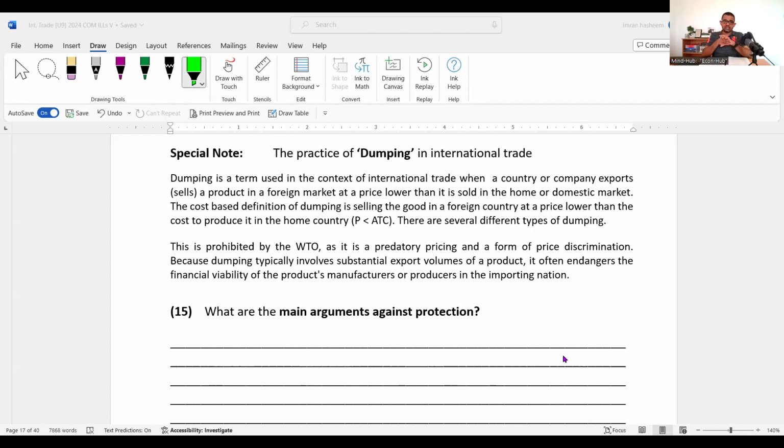Now, two questions can come to your mind. One is, why would a country want to sell a product in another country at a price lower than the price it sells the product in its home country, or why at a price lower than its cost?